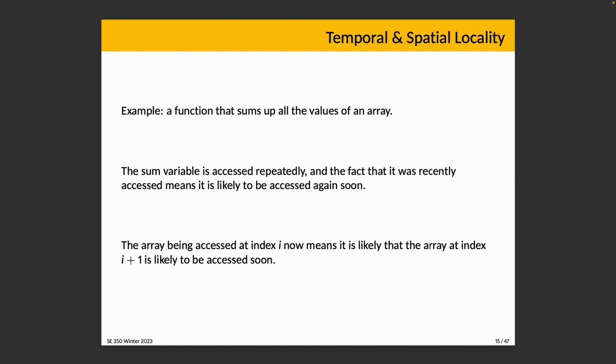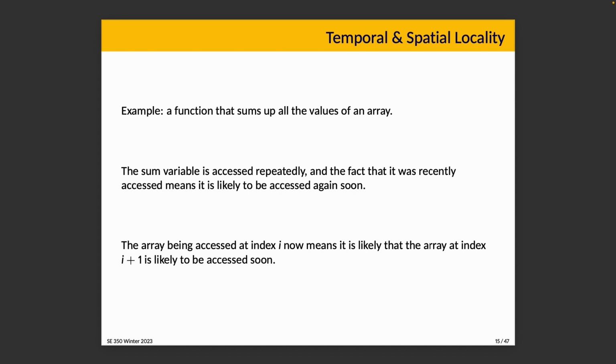And spatial locality is shown because when we iterate over this array, we've accessed the array at index i, and having done so suggests it's likely that the array at index i plus 1 is likely to be accessed soon. Assuming that the loop is iterating over the array one element at a time. We're not skipping anything. We're not going to break out of the loop. So all of those are hints as to, hey, this is something that's likely to happen in the immediate future.